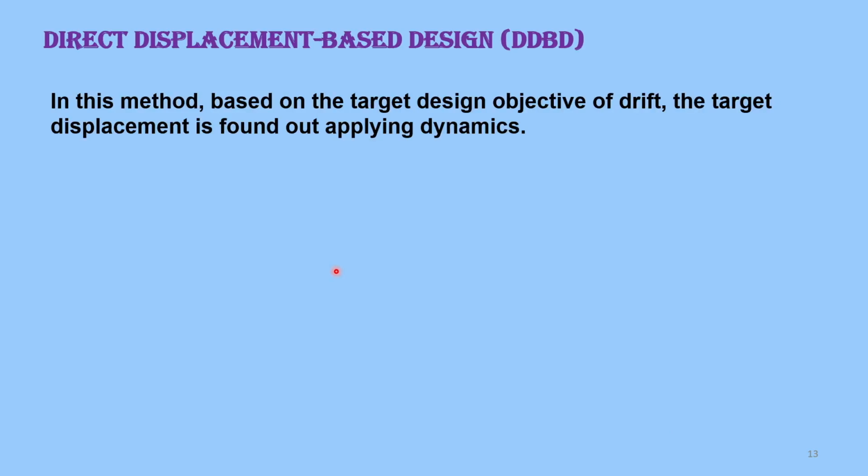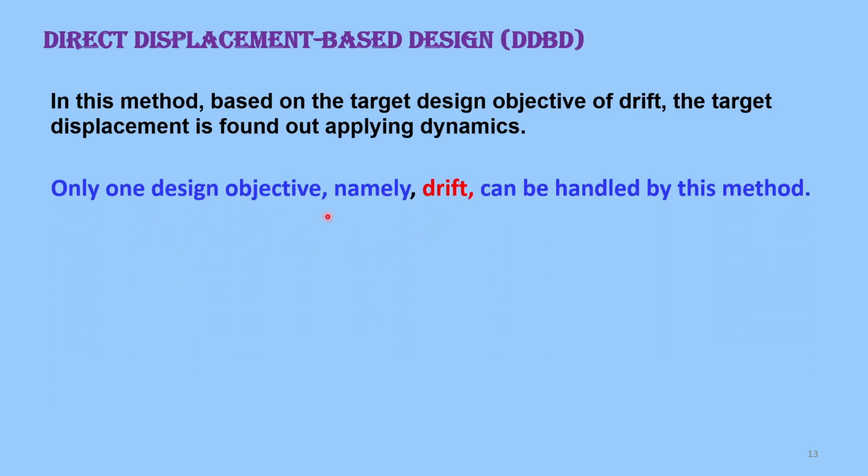So we have two methods as we mentioned earlier. One is direct displacement based design method, another is unified performance based design method. So in the direct displacement based design method, the design target objective is set in the beginning in the form of drift. The design displacement is found by applying the dynamical equations. So this method takes only one design objective, only drift. There can be more design objectives, but it is not able to consider any more design objectives in the design principle. Then unified performance based design method, we shall be discussing this in separate video.